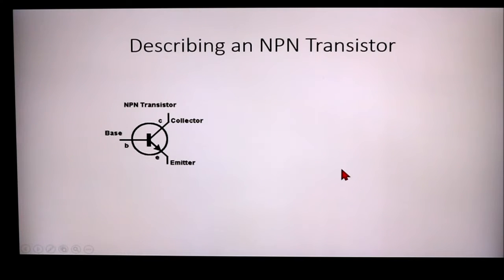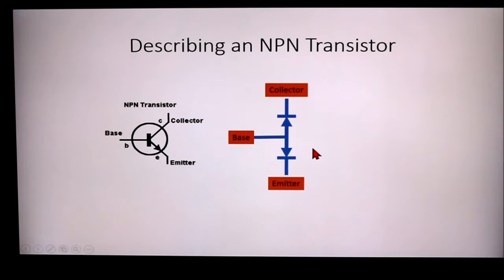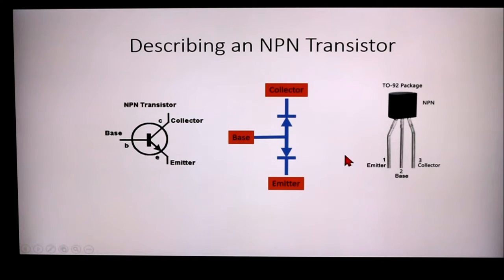So let's describe an NPN transistor and how we would look at one and test it. An NPN transistor can be thought of as two diodes back to back. You see here the base is at the junction of the two diodes, then there's a collector and emitter. This is a typical package of a 2N2222, a plastic TO-92 type package. Looking at it from the bottom with the flat side up, the emitter is on the left, the first lead, the base is in the middle, and the collector is on the other lead, on the right.